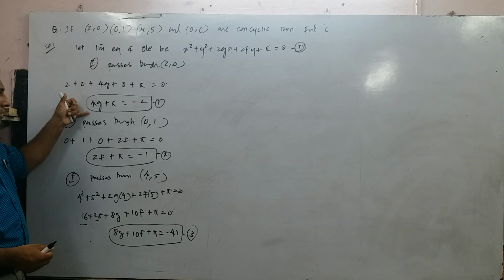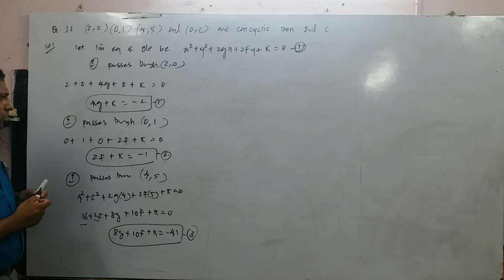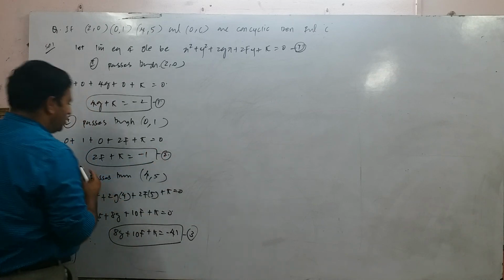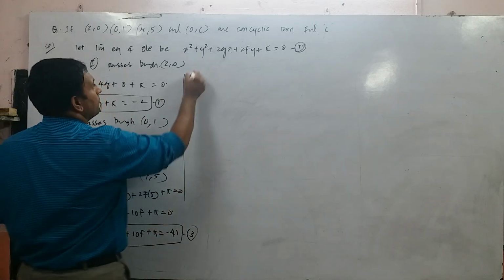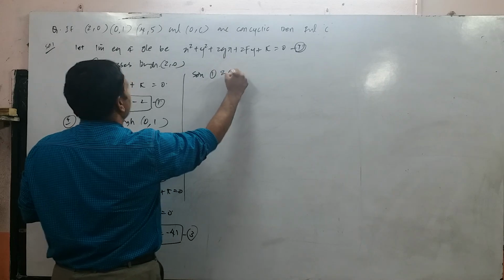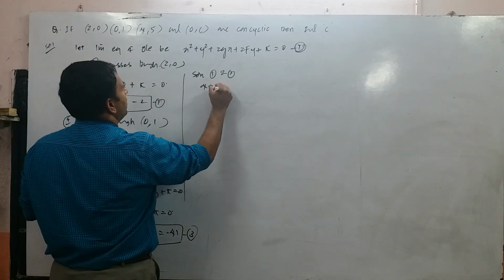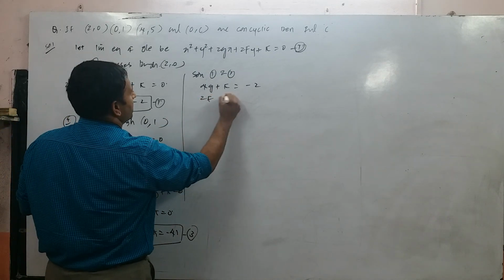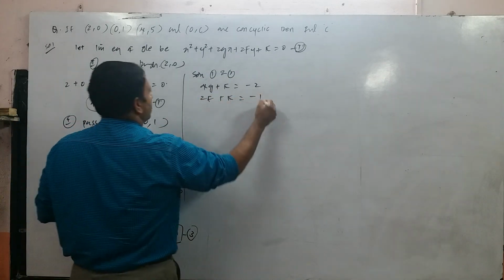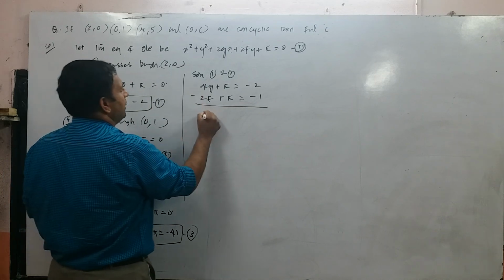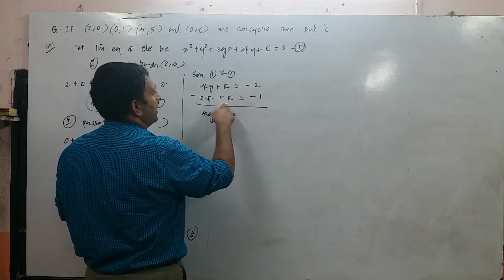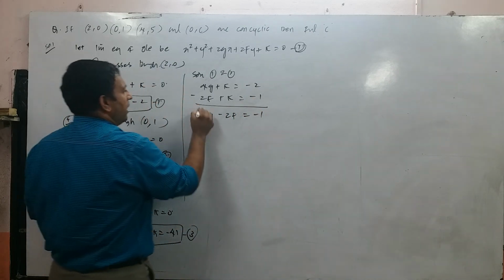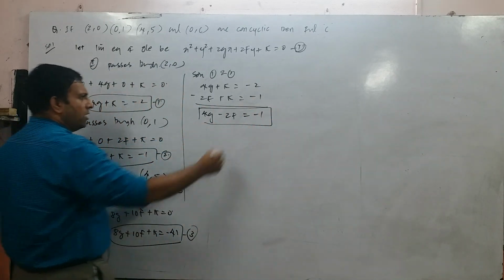Now the first equation is in terms of g and k. So what am I going to do? I will try to eliminate k using these two. I will solve 1 and 2. When you solve 1 and 2, it is 4g plus k is equal to -2 and 2f plus k is equal to -1. Subtract: 4g minus 2f, k cancels, -2 minus (-1) is equal to -1. And now you call that equation number 4.